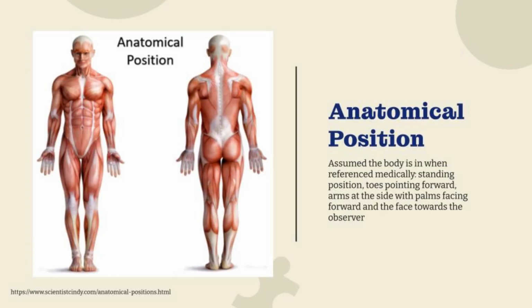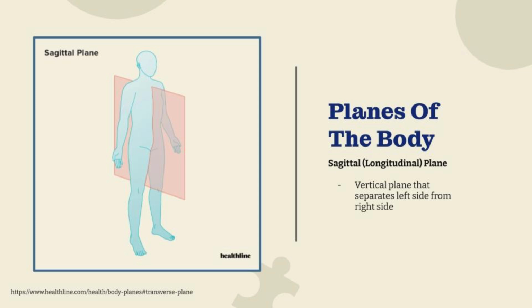The anatomical position is the assumed position the body is in, and that is always in a standing position with toes pointed forward, arms at the side, palms facing forward, and towards the observer. We're going to be using this as we go through the rest of our information today. When the body is in that position, there are different planes of the body which help us divide up the body in order to, again, more easily reference certain things.